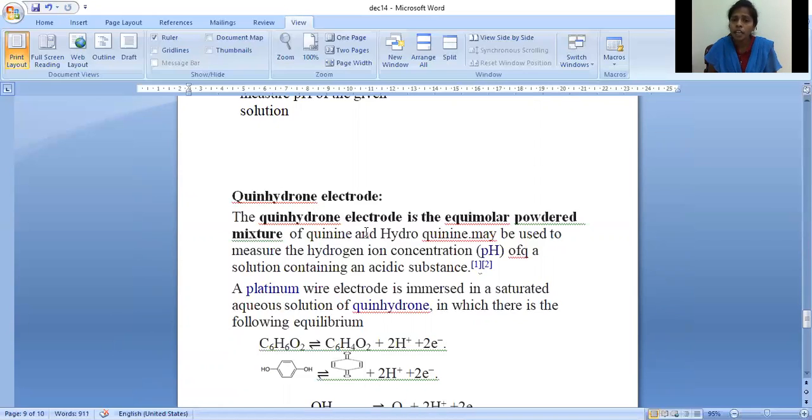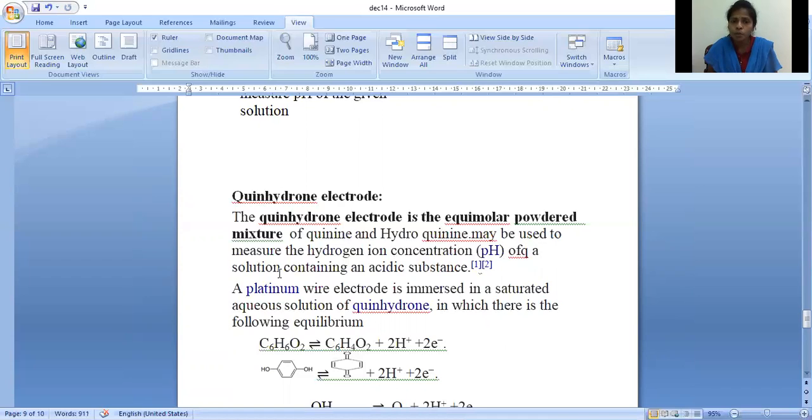The quinhydrone electrode is the equimolar powdered mixture of quinone and hydroquinone. Here the quinhydrone electrode contains quinone and hydroquinone in equal proportions. By mixing these two in equal proportions, we can prepare the quinhydrone electrode. So that is an equimolar mixture of quinone and hydroquinone. That means those two are in equal proportions and equal concentrations in the quinhydrone electrode.